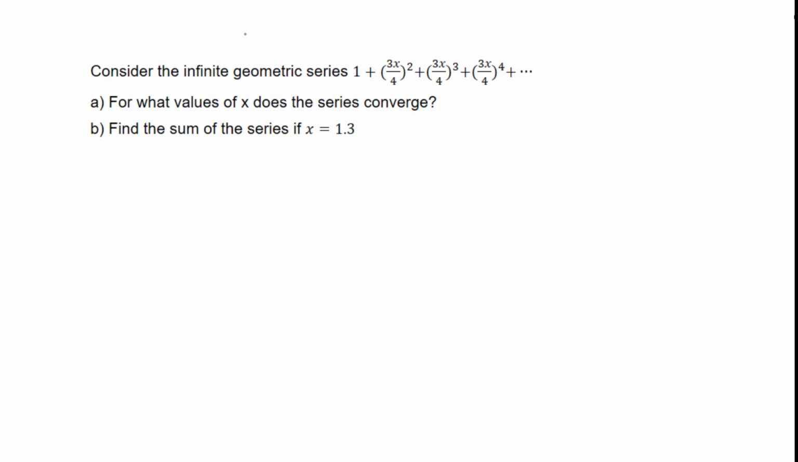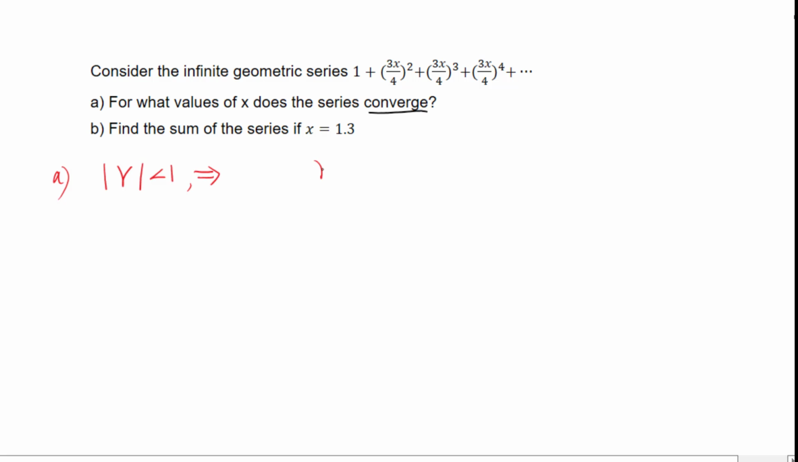Let me give you an example about the sum of an infinite geometric series. Consider the infinite geometric series 1 plus 3x over 4 plus (3x over 4) squared plus (3x over 4) to the 3rd power, and so on. For what value of x does the series converge? We know only when the absolute value of the common ratio is less than 1, the geometric series converges. The absolute value of R less than 1 means R is greater than -1 and less than 1.